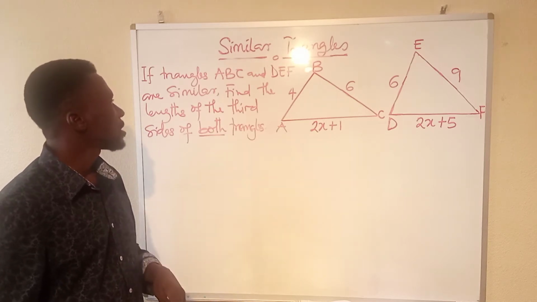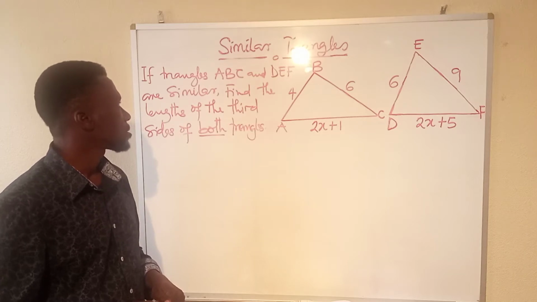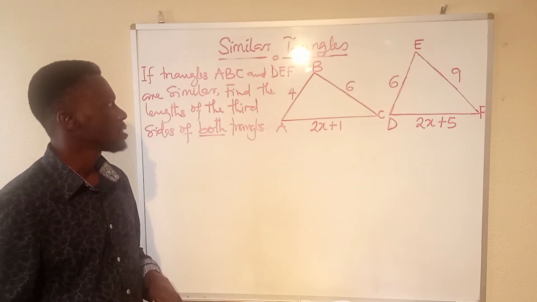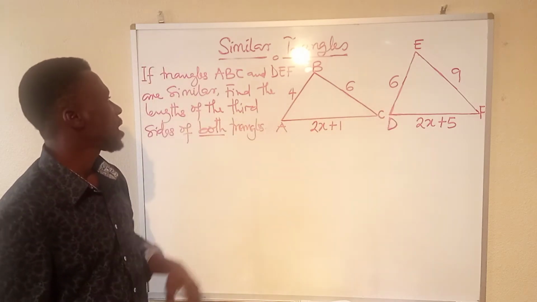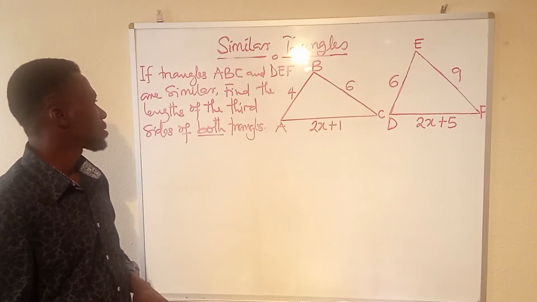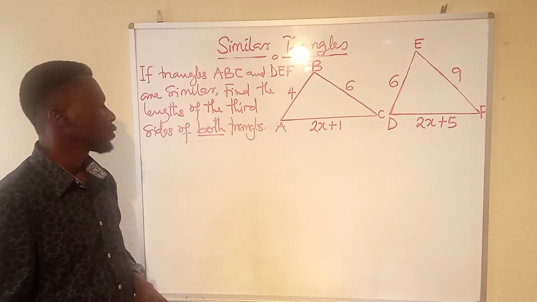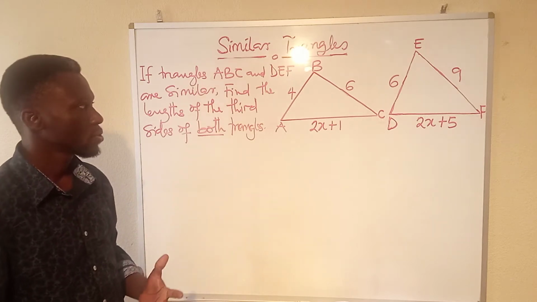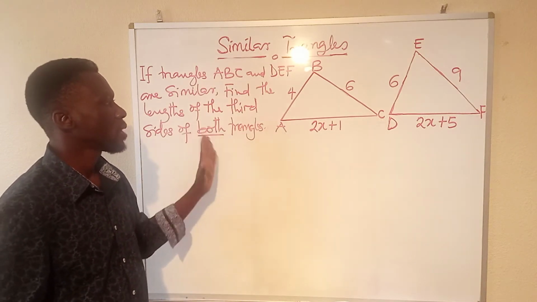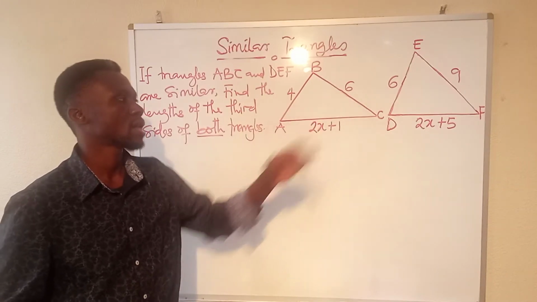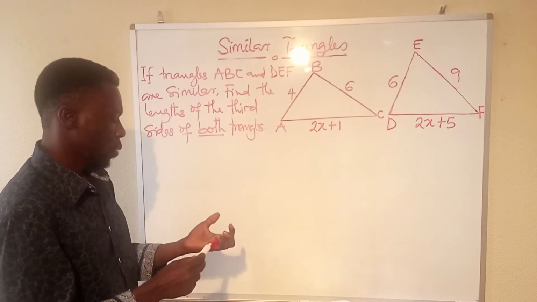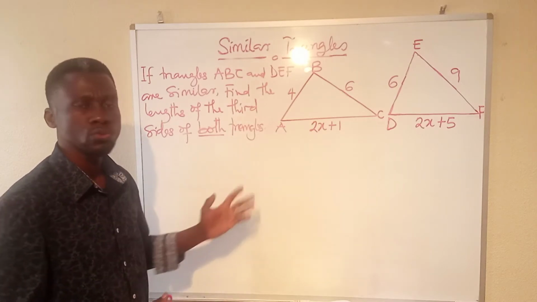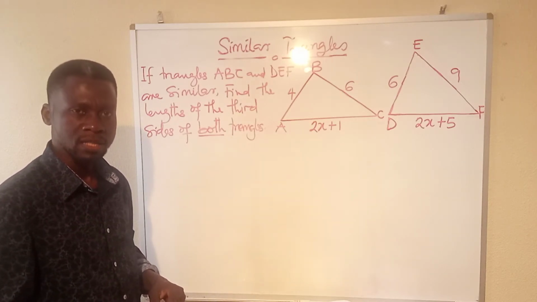Now, this question says that if triangles ABC and DEF are similar, find the lengths of the third sides of both triangles. All right. So what it means is that the question has already told us that these two triangles are similar. But let's find out why or how two triangles are similar.